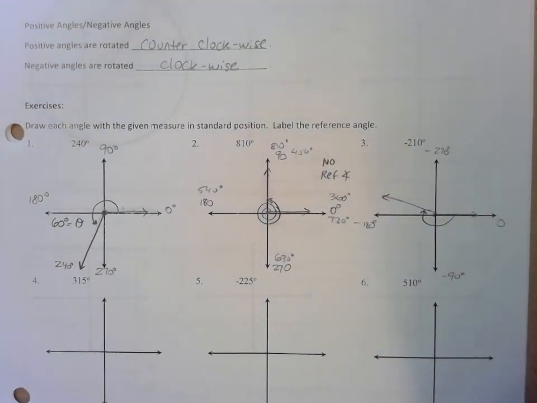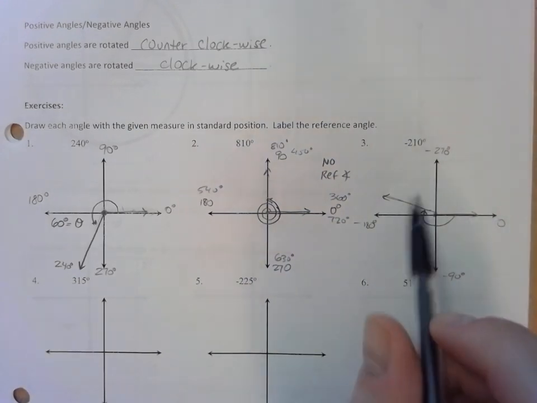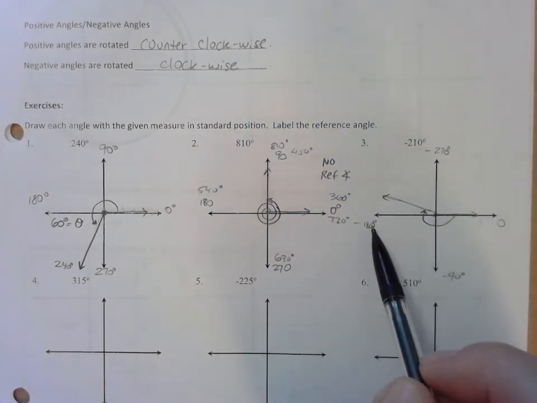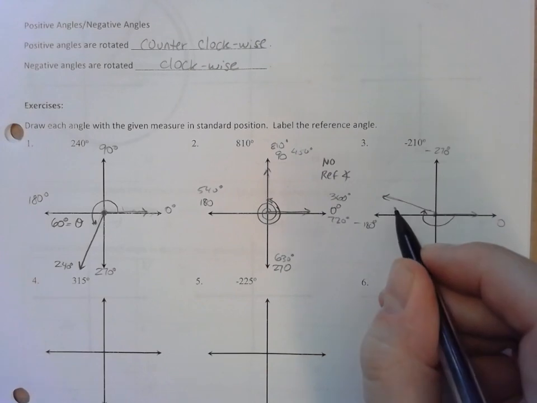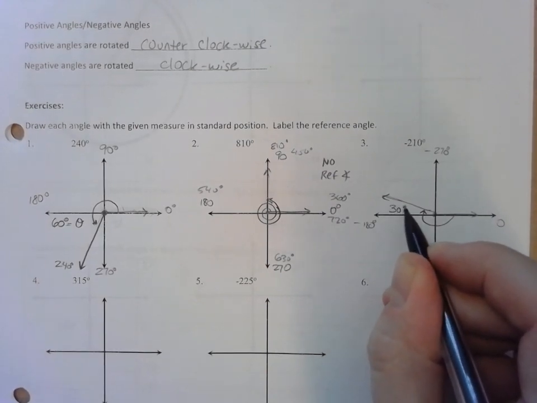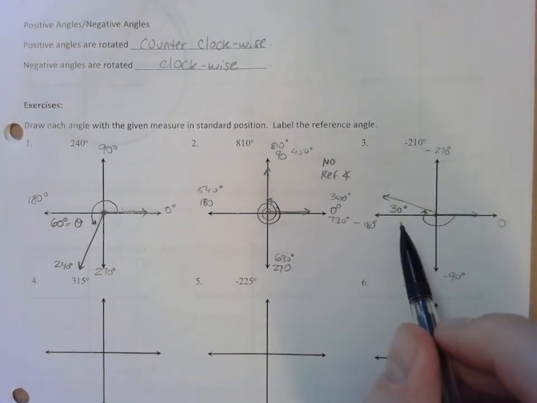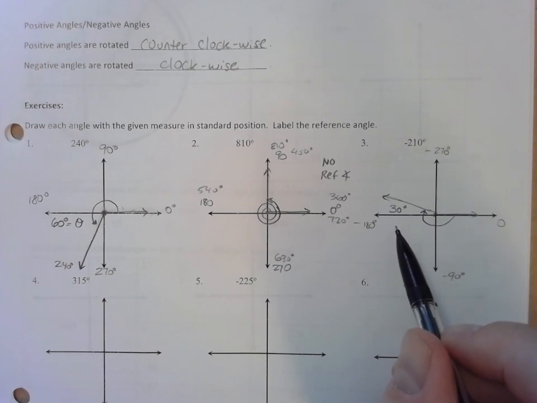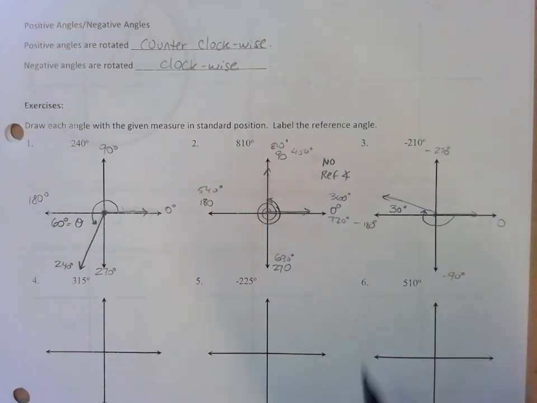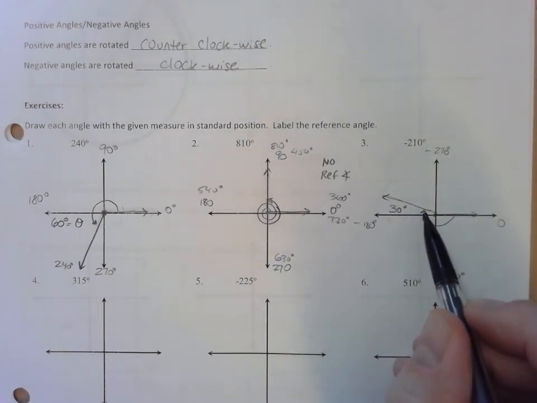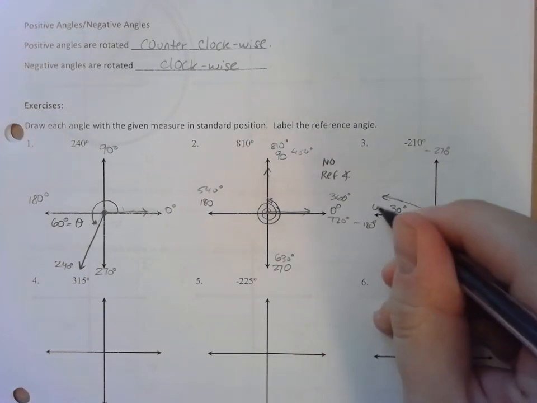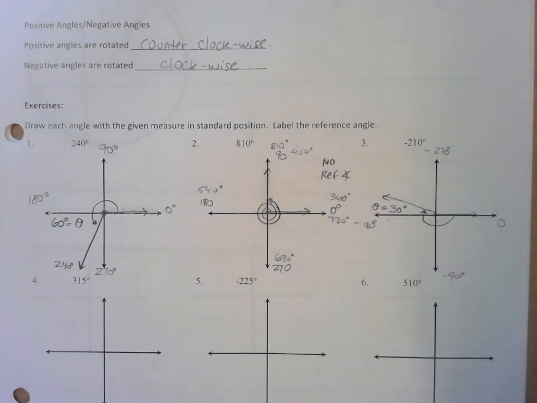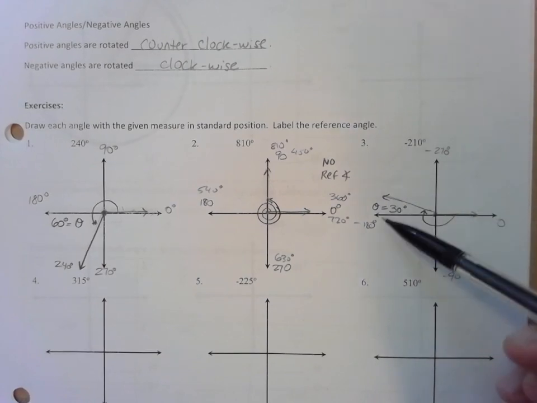Okay. Let's find our reference angle. How much farther than 180 was 210? We found that it is 30 degrees away. Now, a reference angle is never negative. It's an acute angle formed by the x-axis and the terminal side. So this is our theta, this is our reference angle. It is a positive 30 degrees because it represents the difference between these two angles.